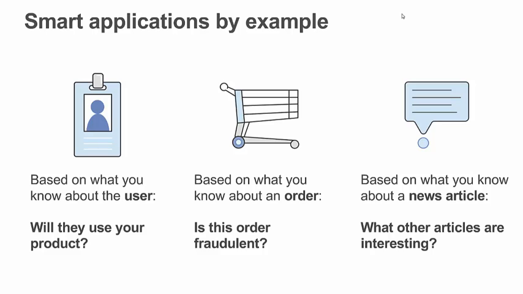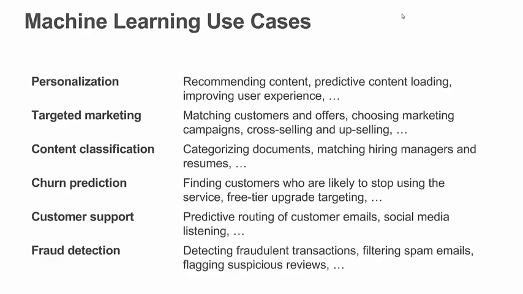Another example is based on what you know about a news article. What other articles are interesting to your audience or to a specific person? So the list of machine learning use cases is endless. There are a few other examples here, like personalization. An example here is, say, you watch a Netflix movie. The next time you log back in, you find recommendations based on movies you've watched before.